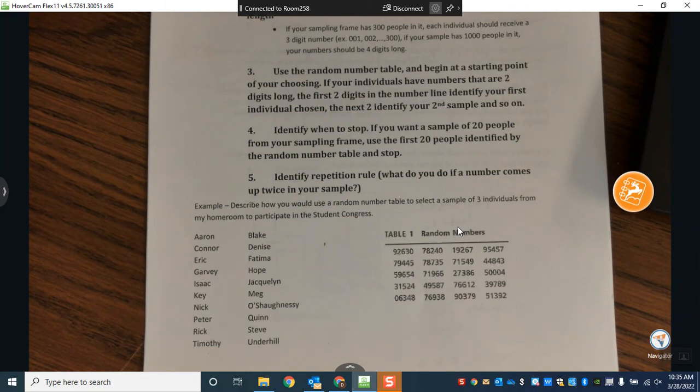Put it in a big old hat, and then you draw it out of the big hat. All right, that's what I want you to do.